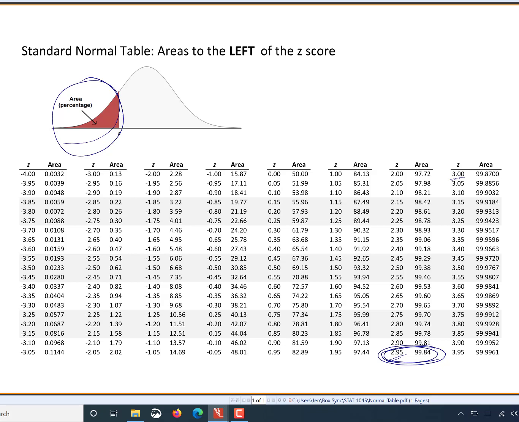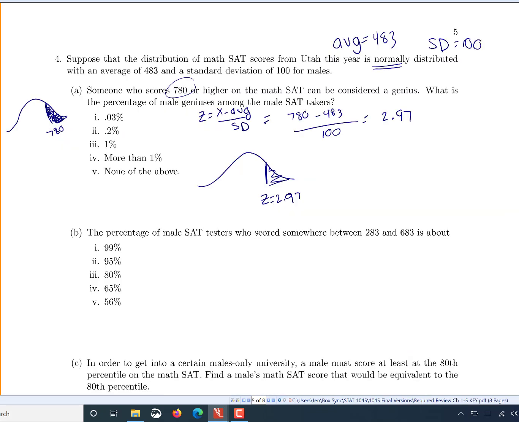So I'm going to come back to my picture. I always think pictures make it better. The area to the left is 99.84%. Well, how do we go from the area to the left to the area to the right? Remember, all areas have to add up to 100%. They always do. So we'll do 100% minus 99.84%, which gives me 0.16%.